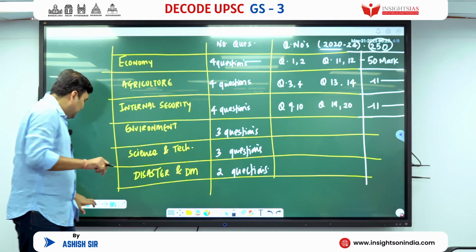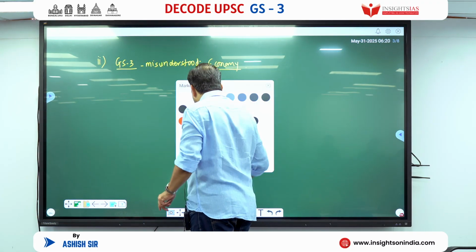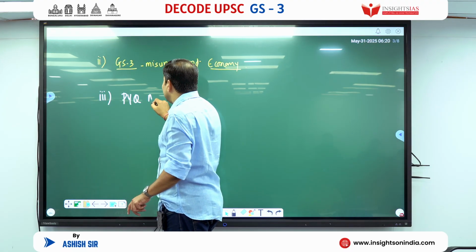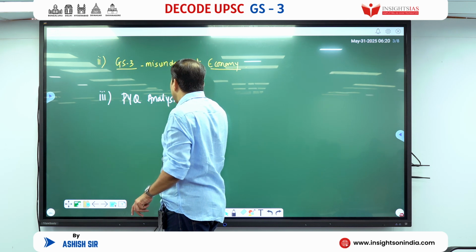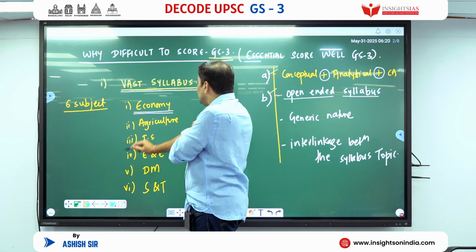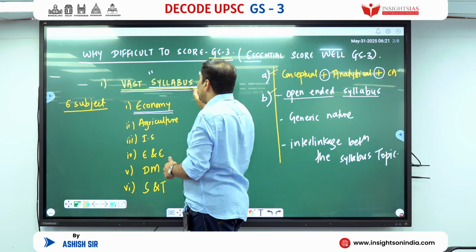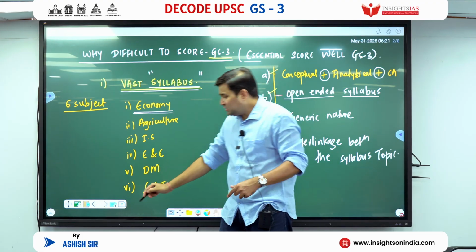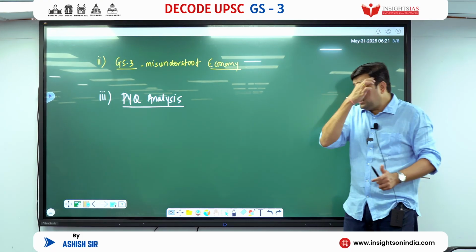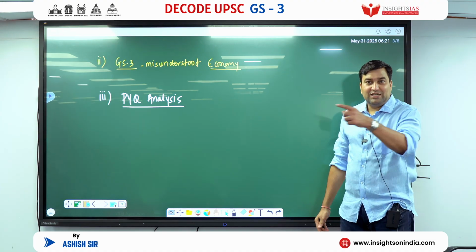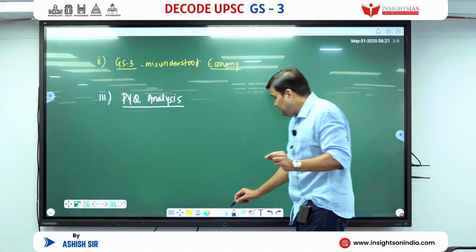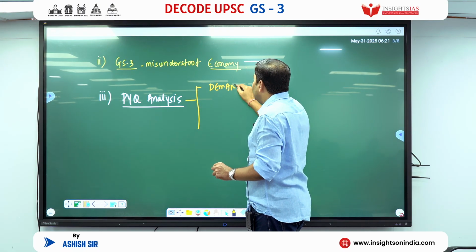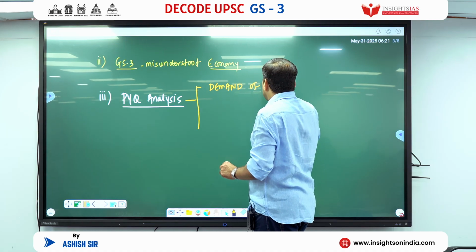Am I right? The third major problem of the aspirant is none other than PYQ analysis. The first topic was basically the syllabus. Correct? You should know the syllabus, each and every topic, which most of them don't know. How to decode this syllabus. Second, PYQ analysis. Why PYQ analysis? Just now I have shown you all the questions. These PYQs will help you understand the demand of the topic or subtopic.